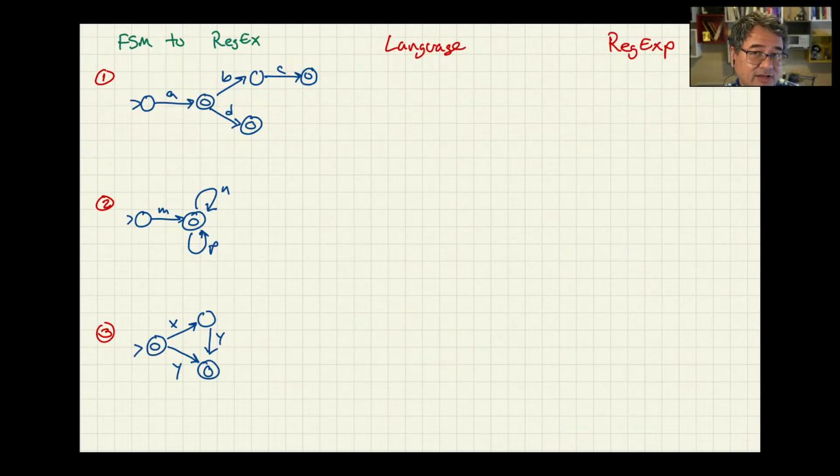So before we get to that, let's try to go the other direction. I give you a finite state machine, you write a regular expression that corresponds to it.